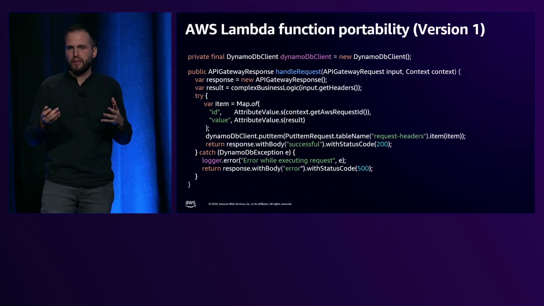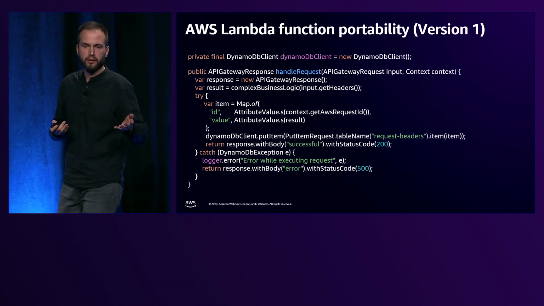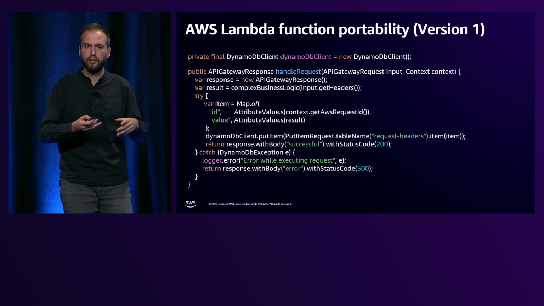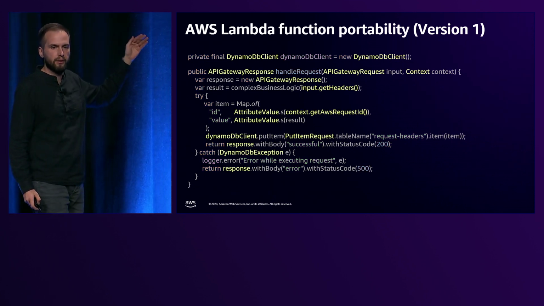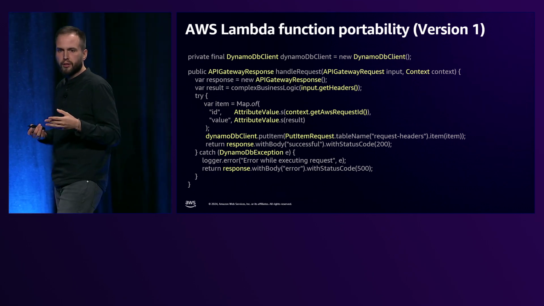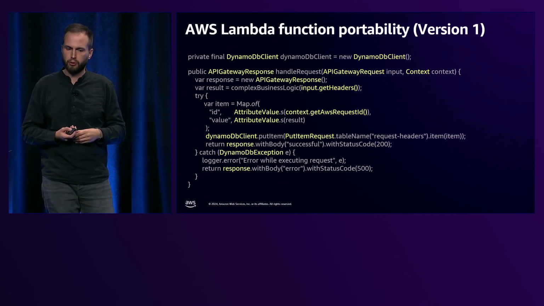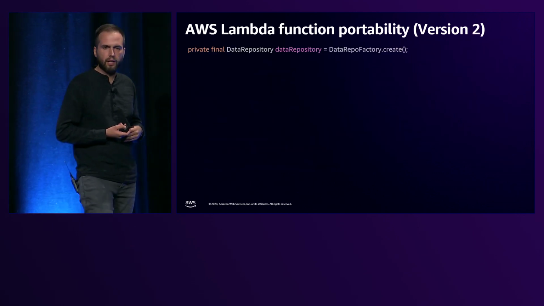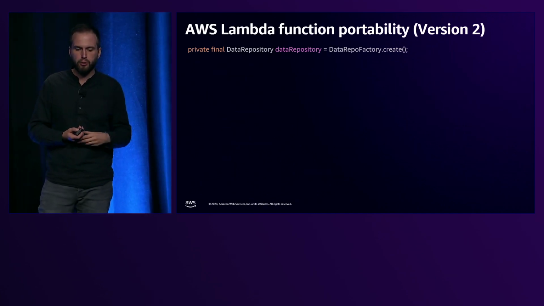So you cannot easily take that and maybe replace the API Gateway, right, with an Application Load Balancer. If you want to replace the DynamoDB with an RDS instance, right, basically every line here in that code has a dependency to a specific implementation. And now I want to take you on a journey to write that same function again, but with a slightly different approach. And this time, instead of having the direct implementation here, we have an interface, a data repository.